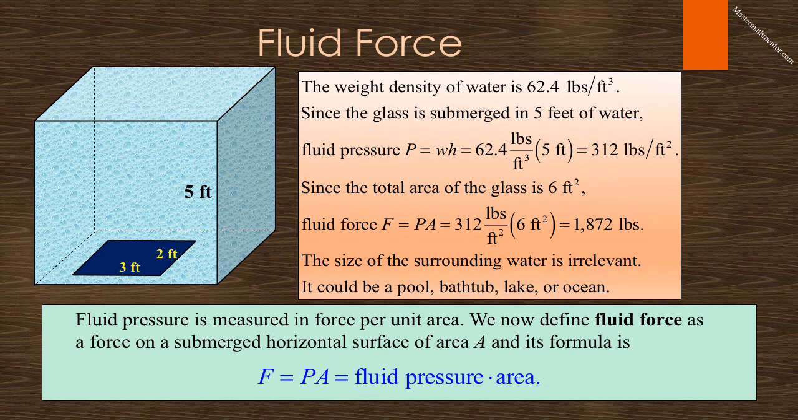The size of the surrounding water is irrelevant to the problem. This glass could be in a pool, a bathtub, a lake, or an ocean. This problem is just simple math because the glass is lying flat on the bottom of the pool. We don't need calculus. But if a surface is submerged vertically in a fluid, the problem becomes more complex because the depth is no longer constant, and therefore the pressure is not constant as well.